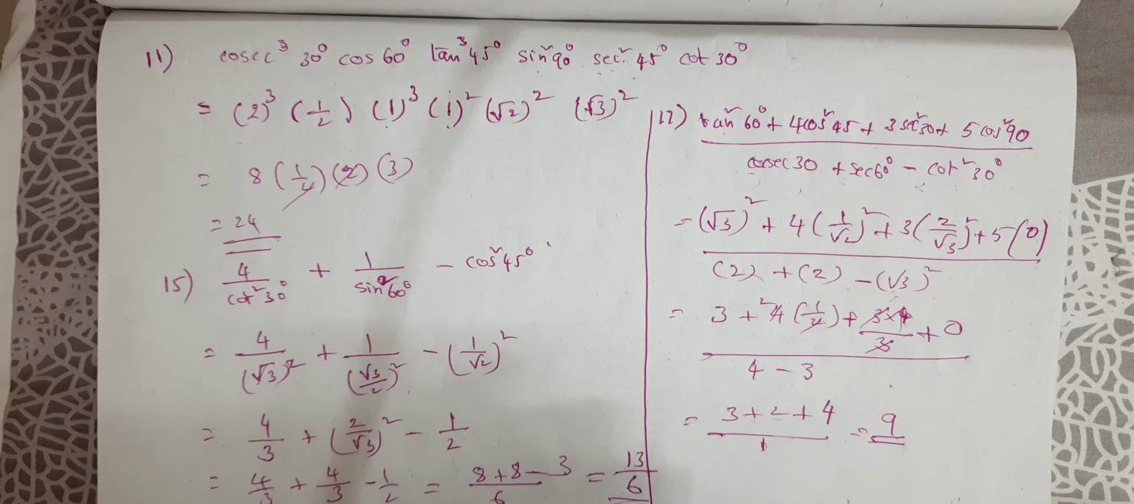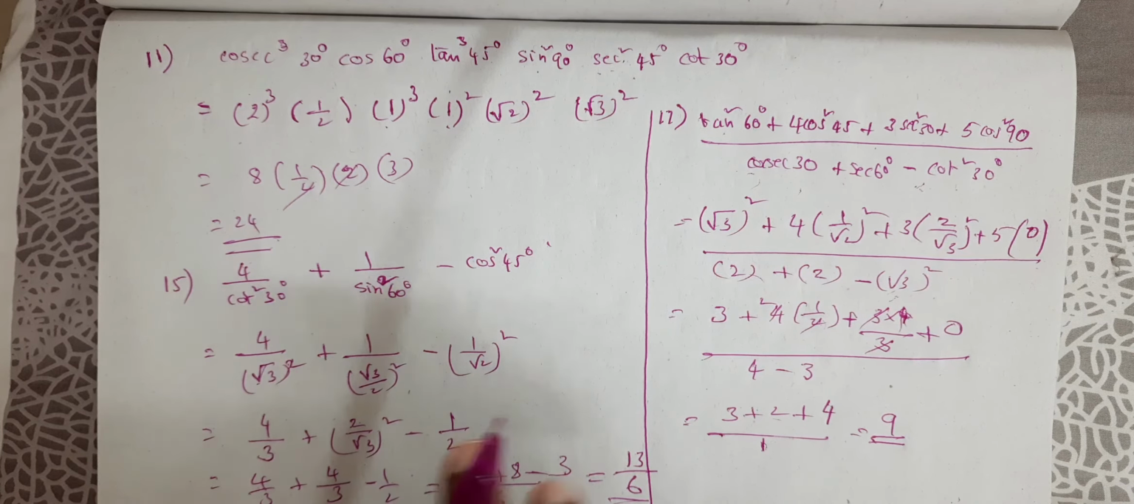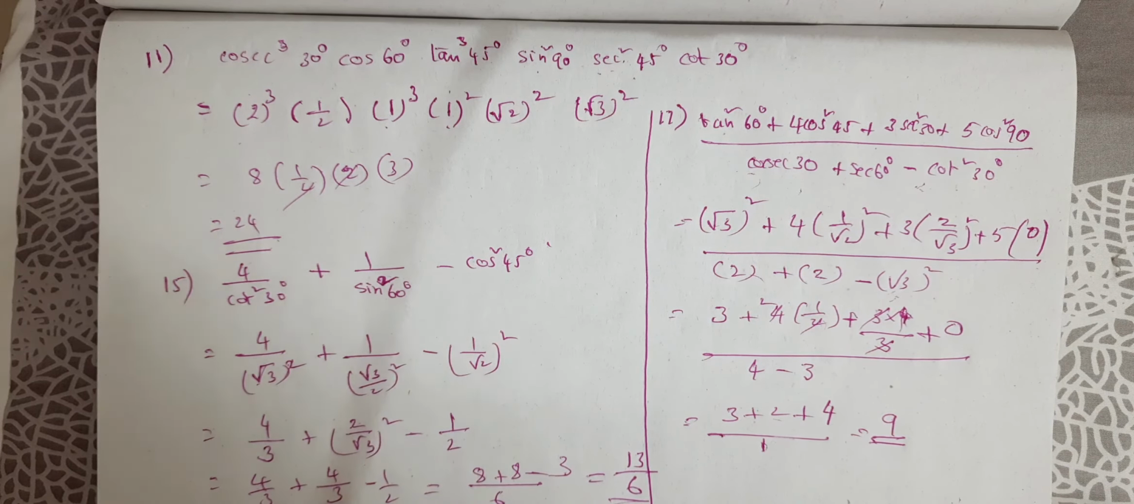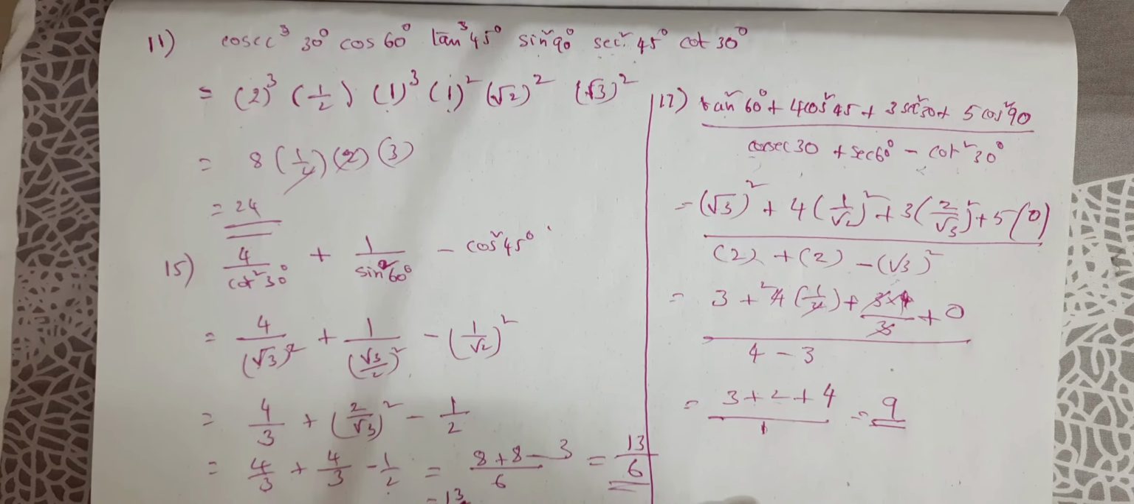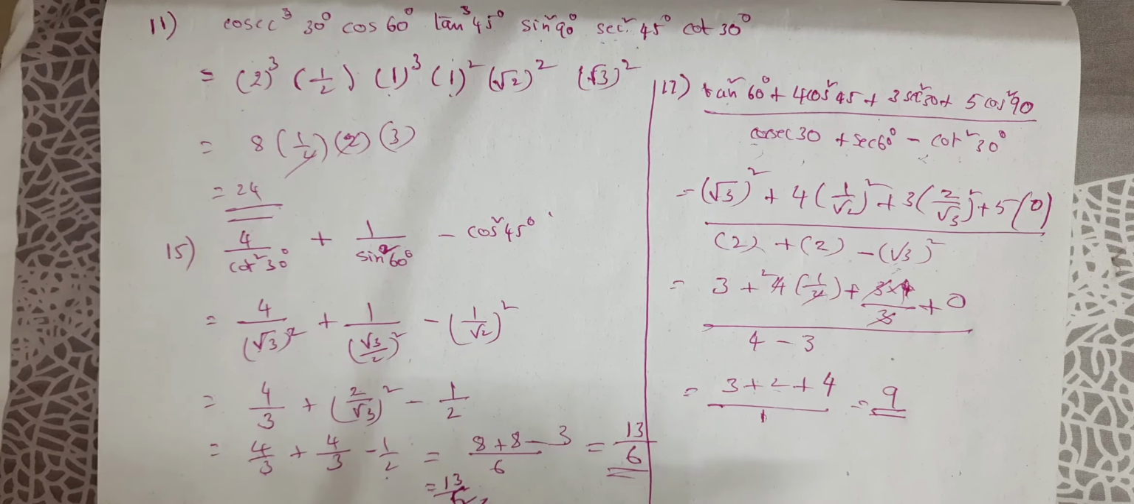Okay, clear? So all are of the same kind. You need to only simplify, right, after recollecting the values and putting them in the required places. Clear? Yes. Now you pause the video, right, and then copy down the solutions. Right. So this is all for today.